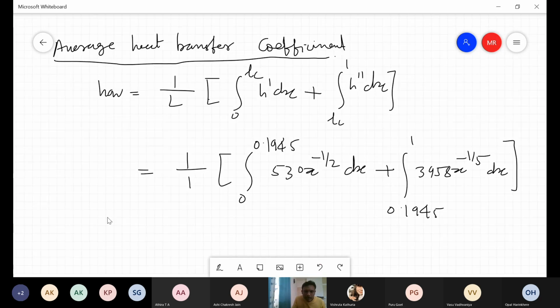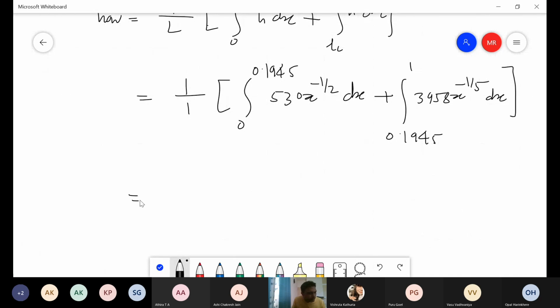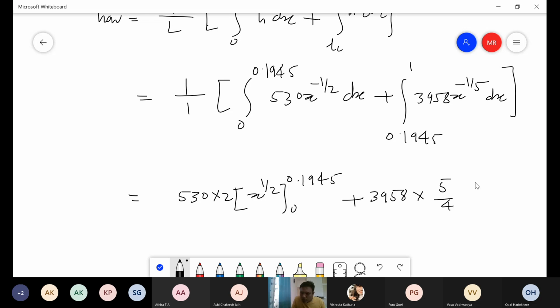So what we get after solving both these integrals is 530 into 2, in the bracket x raised to the power 1/2, between 0 and 0.1945. This is the first factor. The second factor is 3958 into 5 by 4, in the bracket x raised to the power 4/5, between 0.1945 and 1. So what we get from this is h average.